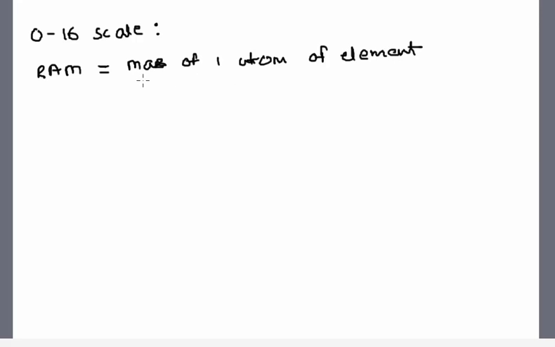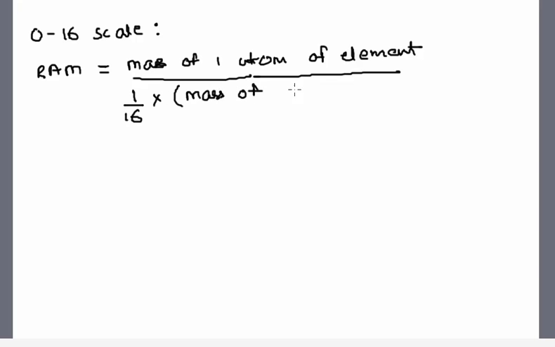One of the scales used is the oxygen 16 scale. If you try and recall, earlier we had defined the relative atomic mass on the hydrogen scale. Now we are going to define the same on the oxygen 16 scale. On the oxygen 16 scale, Rm is defined as the mass of one atom of element divided by 1 by 16 times the mass of one atom of oxygen 16.